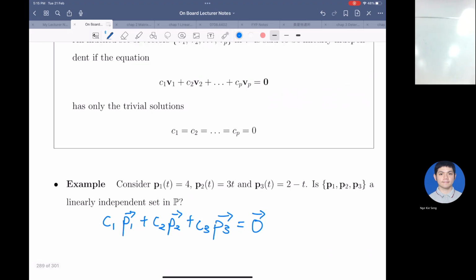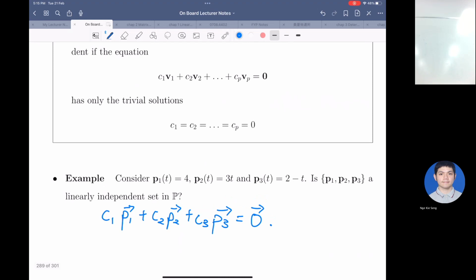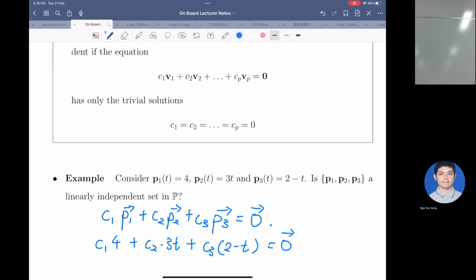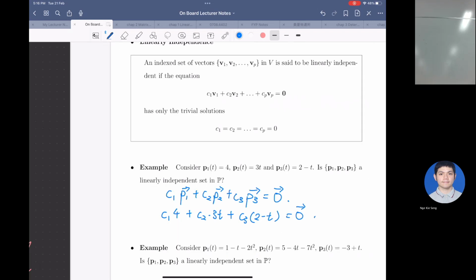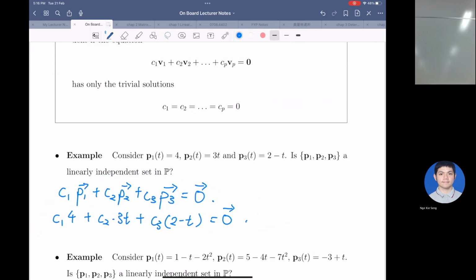So does this have a trivial solution? What's the solution to this? So how to solve this? Similarly to what we did just now, you just multiply out your equation, right? And then you find the matrix. Can you quickly see what the matrix is?